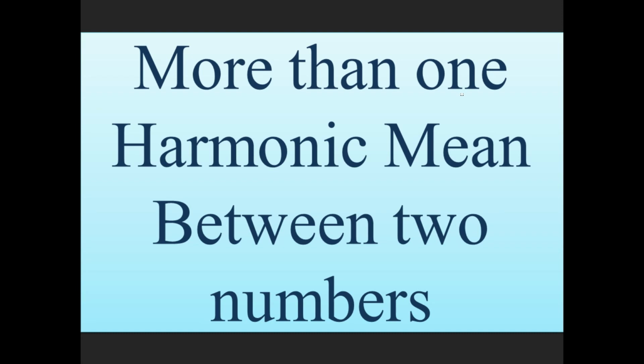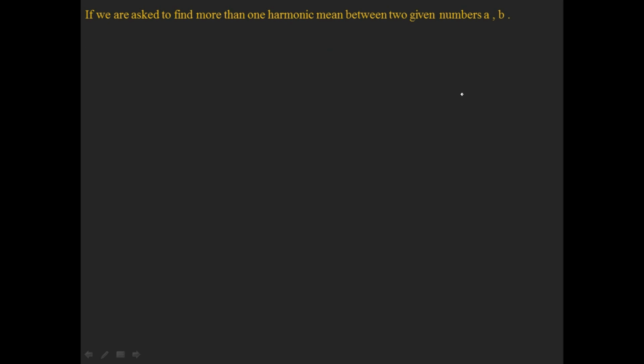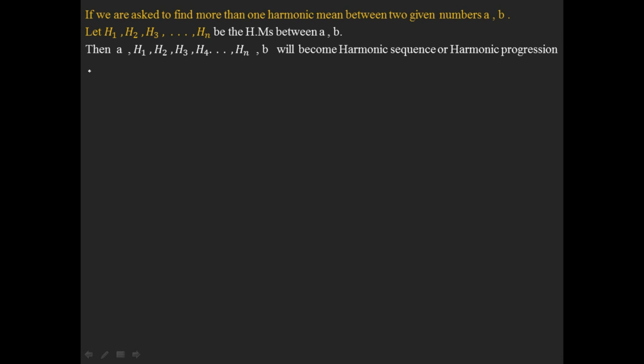Dear students, in this video we will devise a method to insert more than one harmonic means between two given numbers. For example, we are asked to find more than one harmonic means between two given numbers a and b. Let h1, h2, h3 and up to hn be the harmonic means which we will insert between a and b. If we insert these harmonic means between a and b, then this will become a harmonic sequence or harmonic progression.